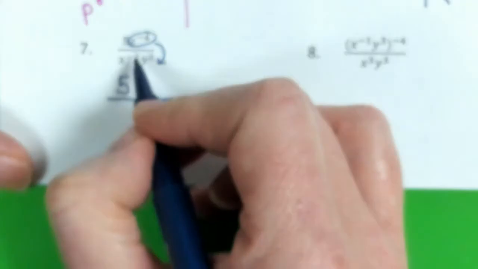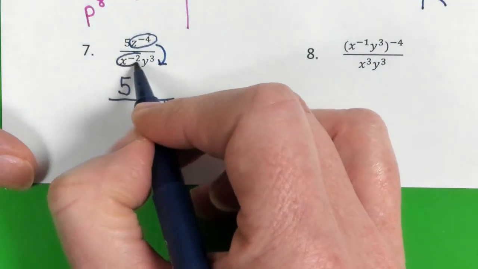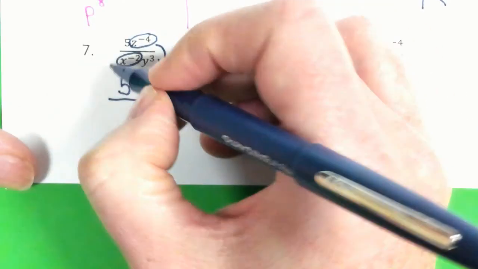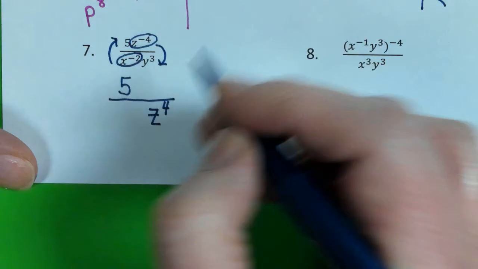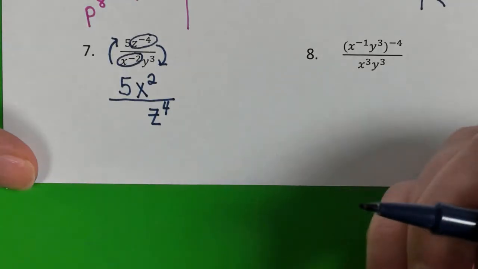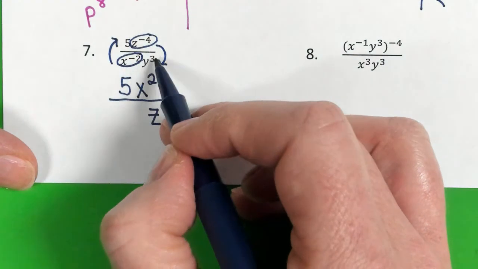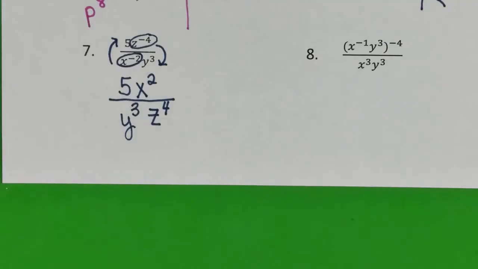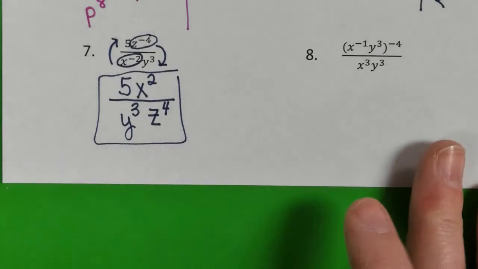Okay, let's look in the denominator. X has a negative exponent, so it gets moved to the top. X to the positive 2. And then notice y to the third. It's hunky-dory. It doesn't need any changing. Okay, and there's nothing else. Everything is taken care of.